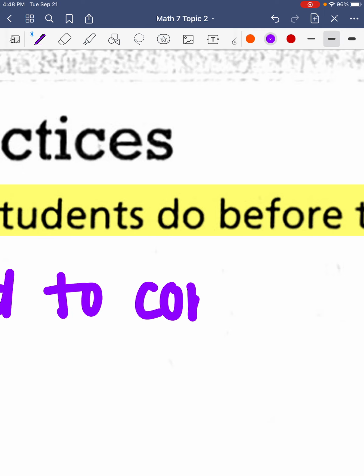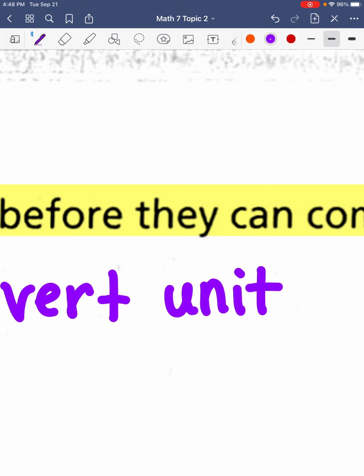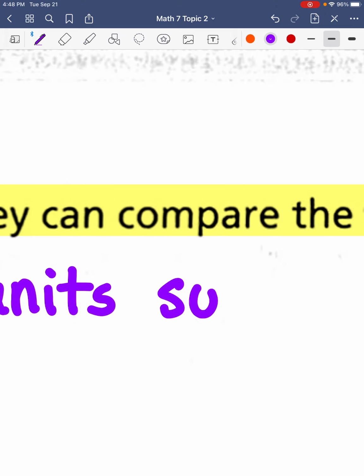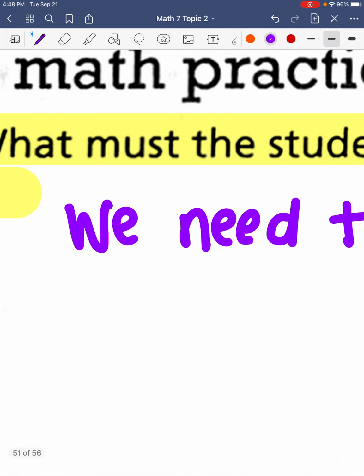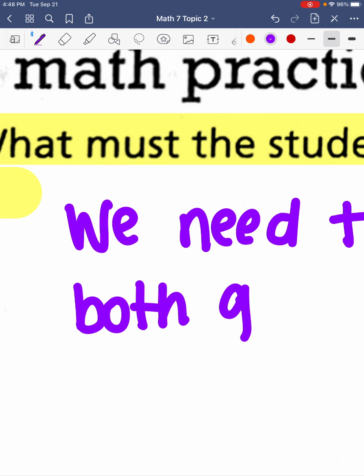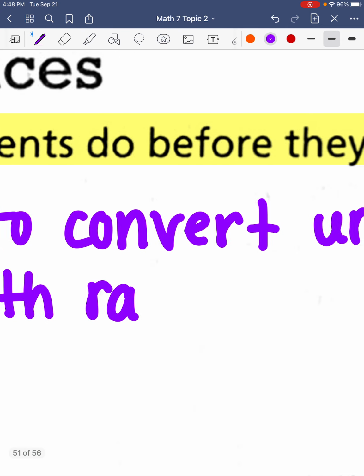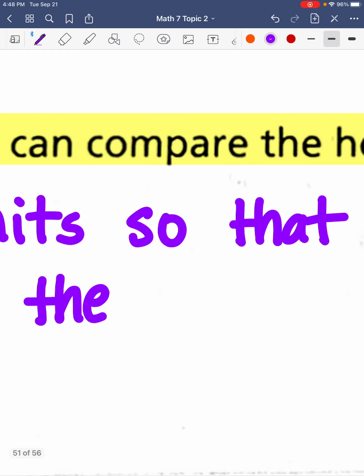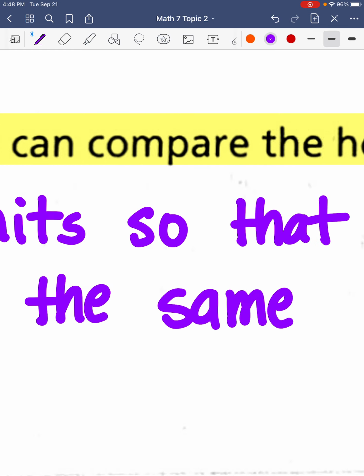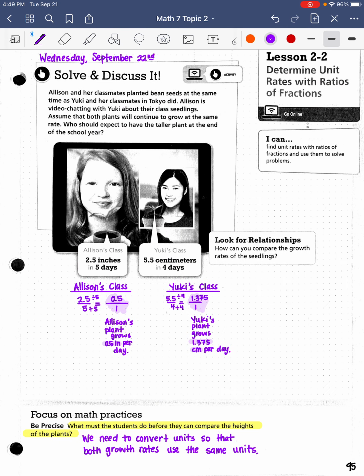So we need to convert or change the units so that both growth rates use the same units. In other words, we need for them to both be in inches or both be in centimeters.